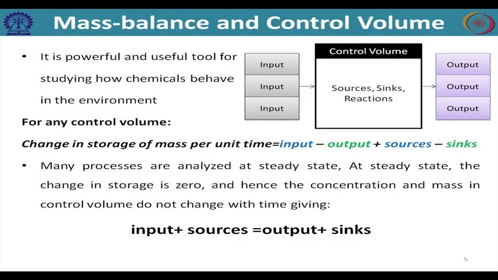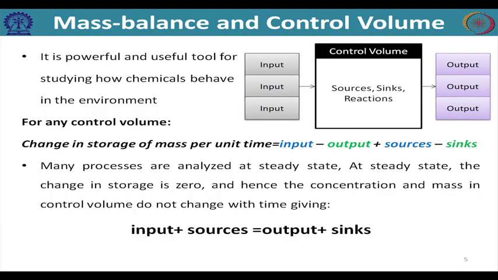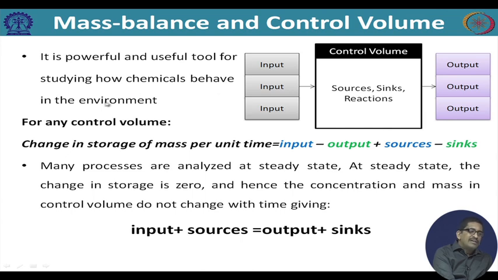And now we will go into the mass balance and control volume numericals. These have been greatly used in engineering problems. This technique is useful for analyzing concentrations and process mechanisms across various engineering solutions. It is one of the very powerful tools for studying chemical behavior in the environment.